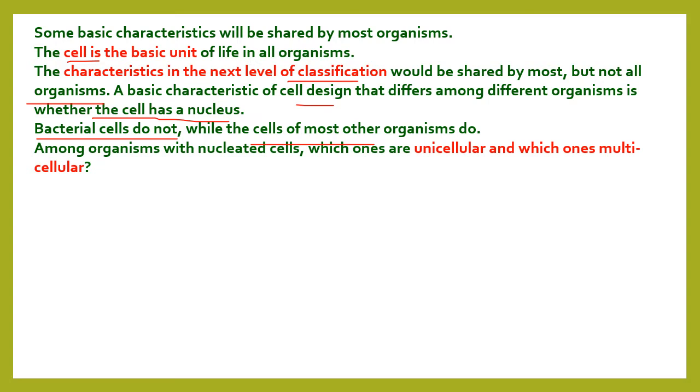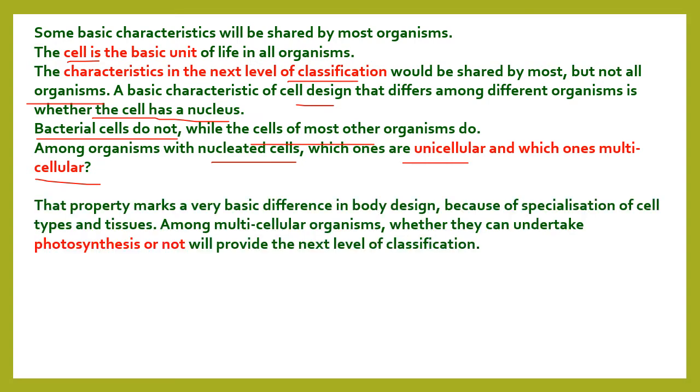The organisms in which cells have a nucleus can be grouped together, and the organisms in which the cells do not have a nucleus can be grouped together. Among the organisms with nucleated cells, which ones are unicellular and which ones are multicellular? This is the further classification. The property marks a very basic difference in body design because of specialization of cell types and tissues. Among multicellular organisms, whether they can undertake photosynthesis or not will provide the next level of classification.